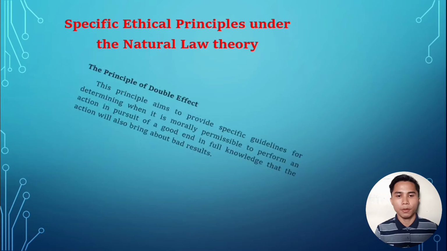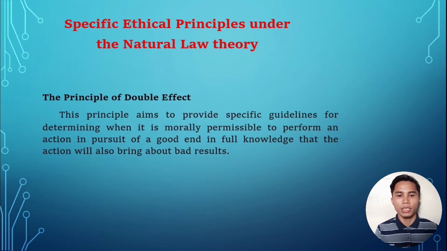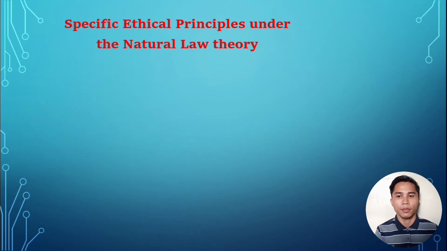The first principle is the principle of double effect. This principle aims to provide specific guidelines for determining when it is morally permissible to perform an action in pursuit of a good end in full knowledge that the action will also bring about bad results. So we must be aware that in our every action, there is possibly a positive and a negative effect to us and to something around us. Bad results must be kept in mind in order to be avoided if possible.